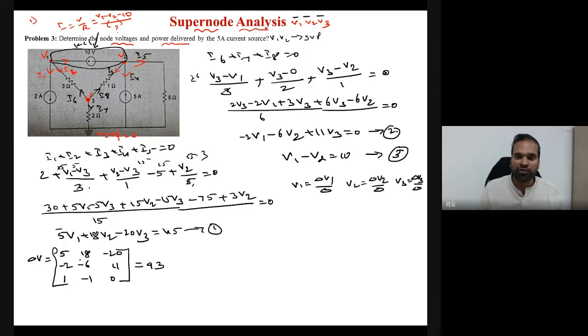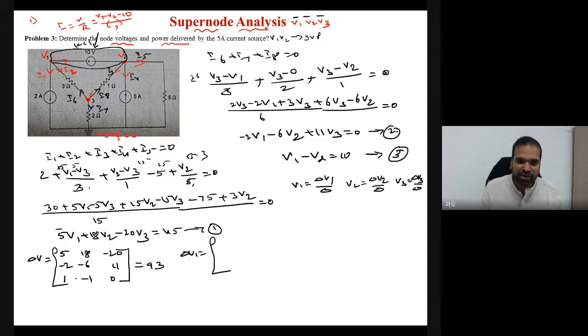So how to find V1, V2, V3 by using Cramer's rule for 2 by 2 matrix and for 3 by 3 matrix. I'm suggesting that you please watch that video so that you will understand how to solve this matrix form. Okay. Now delta V1 means what?